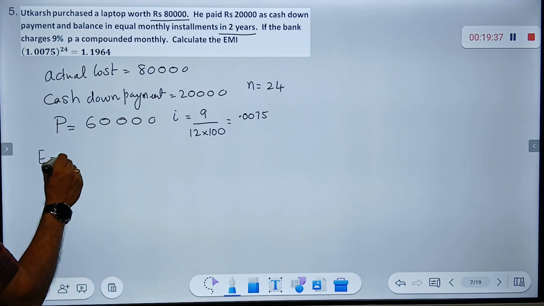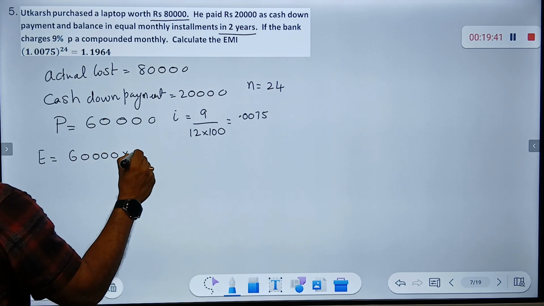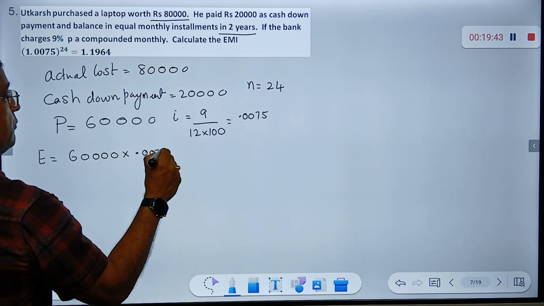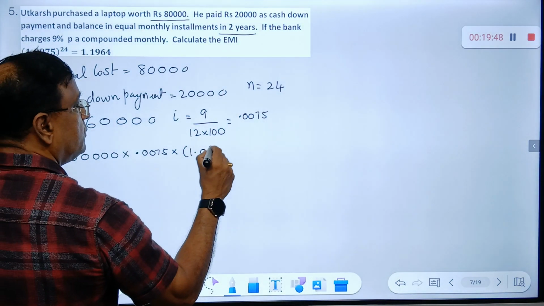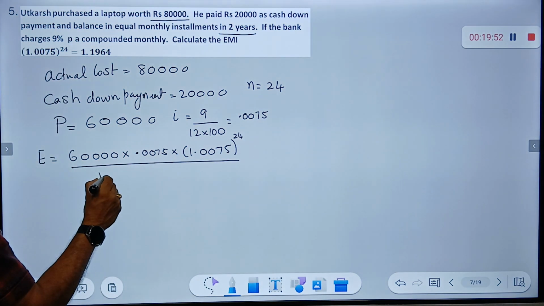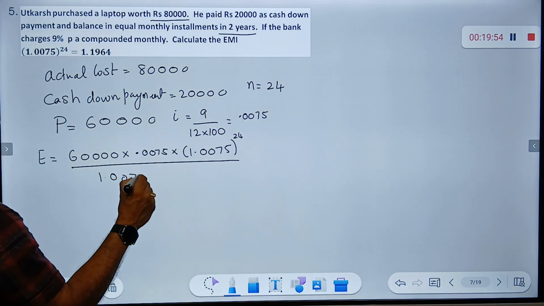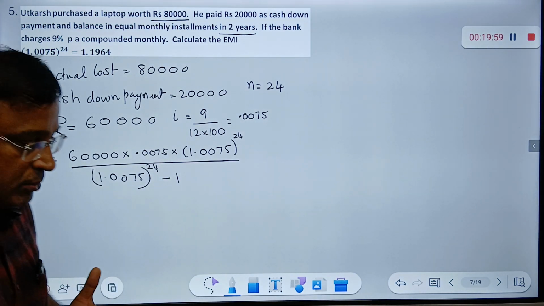Now, what is the formula? EMI equal to principal into 0.0075 into 1.0075 whole power 24 divided by 1.0075 whole power 24 minus 1. I am applying it in the formula.